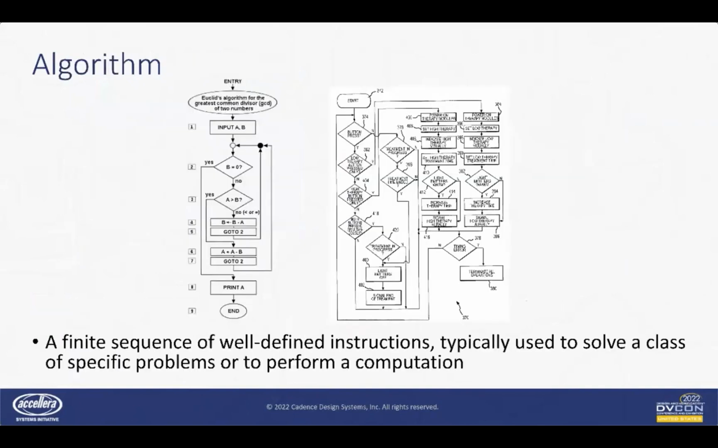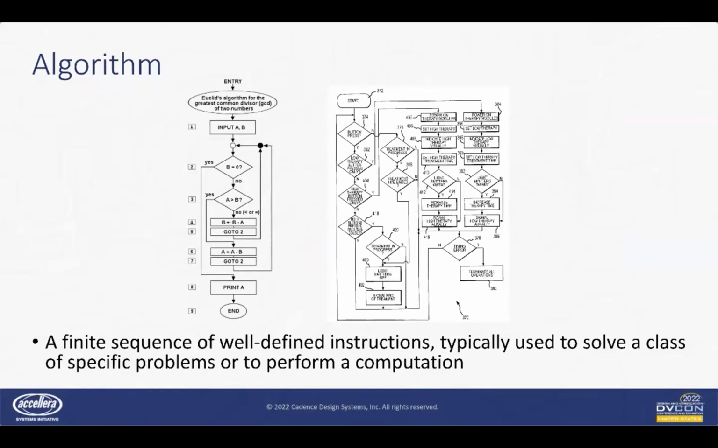If we refine that a little further and talk about what's an algorithm, as you see here, we've got some examples of flowcharts describing an algorithm. On the left is Euclid's algorithm for finding the greatest common divisor of two numbers. And on the right is an algorithm for pacemaker therapy in a pacemaker type device. This is an open source diagram, but in both of these cases and many others, it's a finite sequence of well-defined instructions.